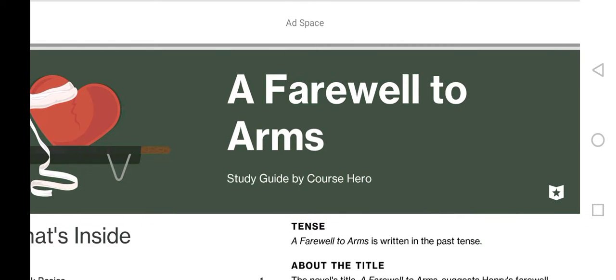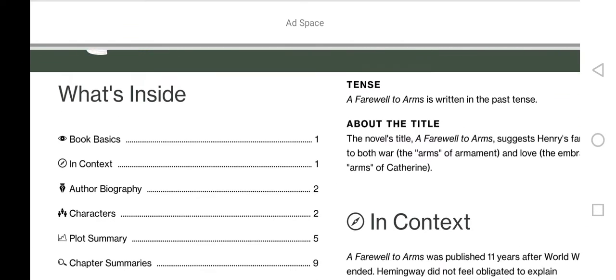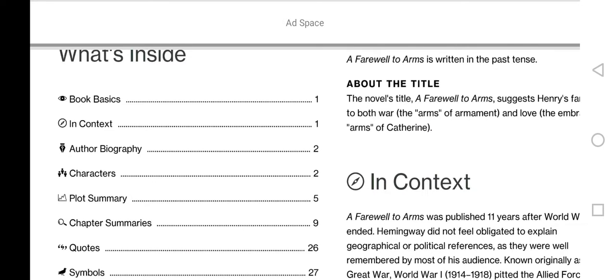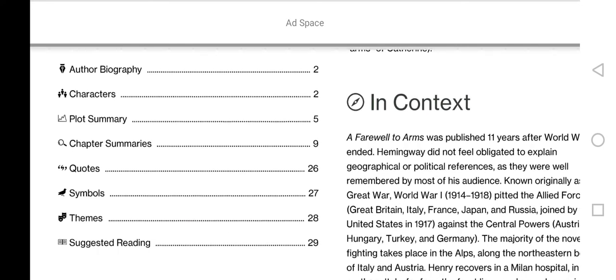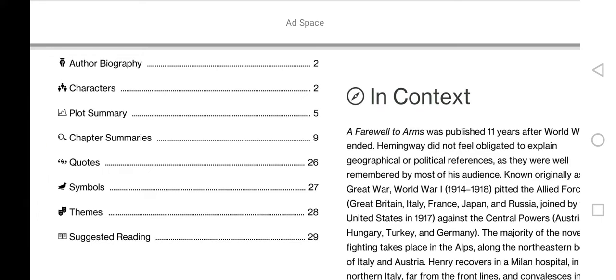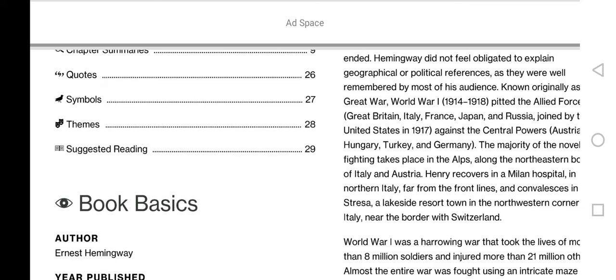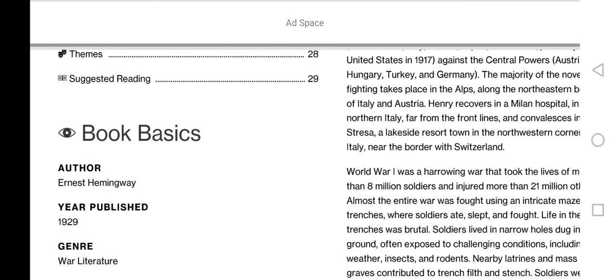A Farewell to Arms study guide. First, we'll discuss book basics, context, author biography, characters, plot, chapter summaries, quotes, symbols, themes, and suggested reading.